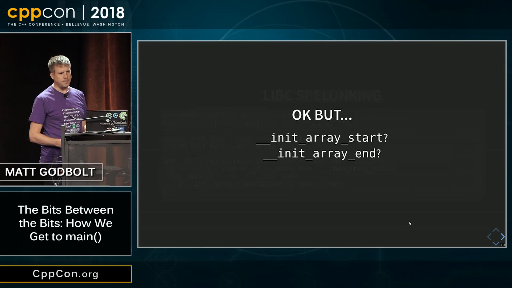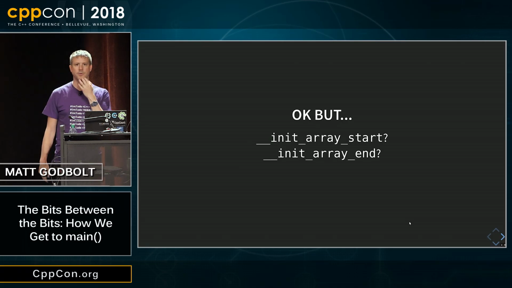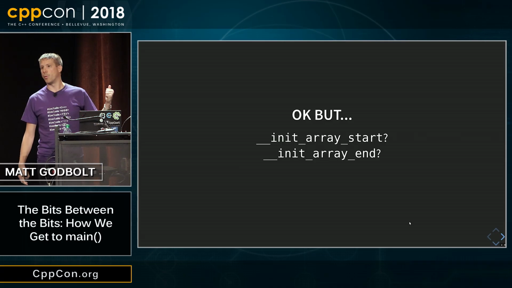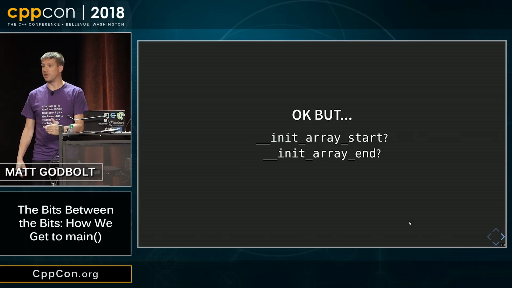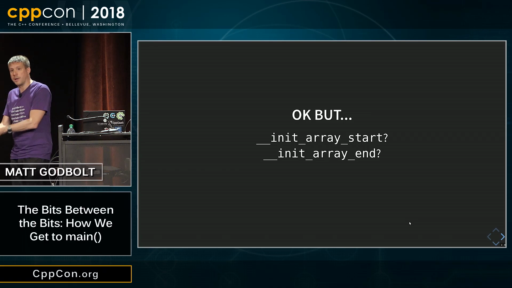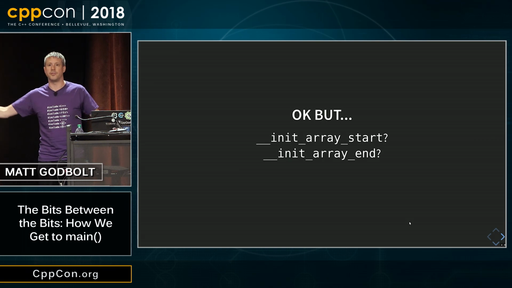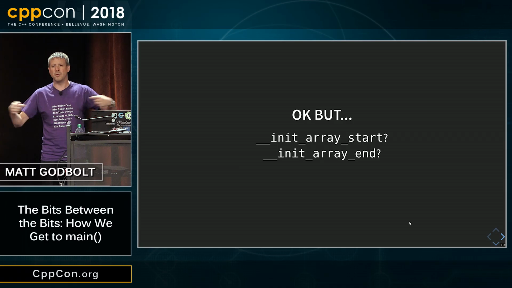Okay. But where do these init array start and init array end come from? It's clear that something is going on where an array of function pointers to things I would like to run at startup has been constructed, but I'm compiling my one file at the moment, and presumably every file I compile that has a global would like to have its functions initialized as well, but how do I build an array of contiguous function pointers when I'm compiling a whole bunch of things separately?